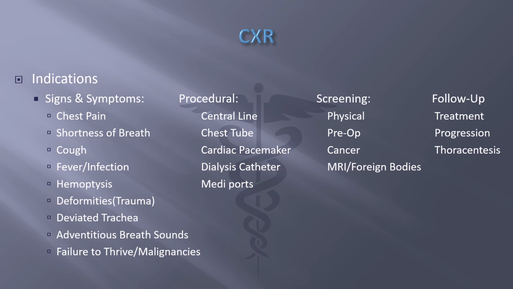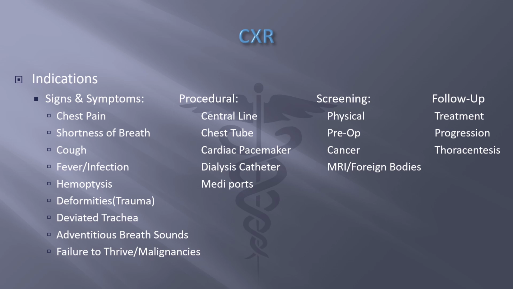The MRI tech will ask if there's any foreign bodies, and if there's unknown or the patient can't speak for themselves, such as they're on the ventilator or whatnot, we'll need to do a chest X-ray of their chest and even their abdomen and whatnot to rule out any foreign bodies before an MRI. And also we do chest X-rays for follow-up.